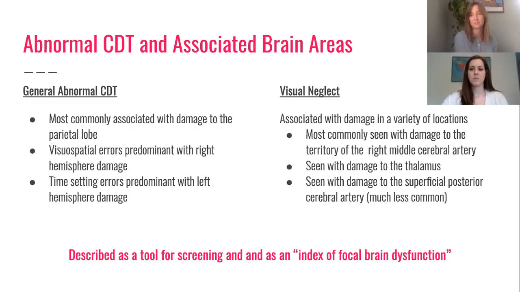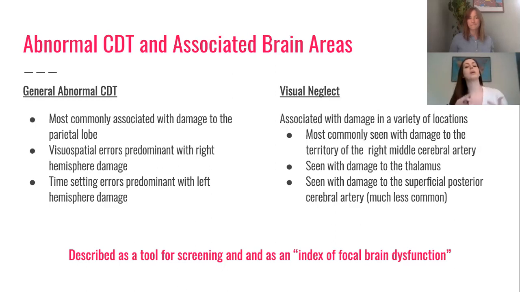Okay, so now we're going to look at what might lead to an abnormal CDT and those associated brain areas. I found some really cool studies. Sarah found one that was awesome, really good about general abnormal results and what we might see as associated brain damage area. And then I found a really neat one about visual neglect specifically, which really interests me, and it's something we've talked a little bit about in class, so I thought we might as well just jump right into it.